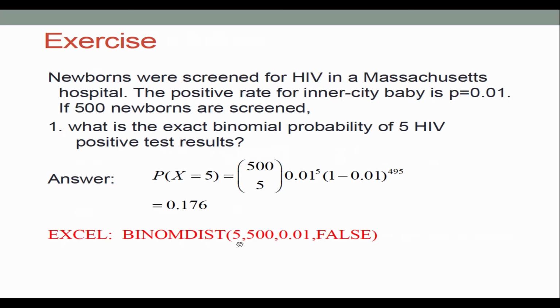The first element is the number of successes. Here X equals 5, so the first element should be 5. The second element is the number of total trials. The third element is the success probability. And the fourth element is either false or true, indicating whether you are calculating a cumulative distribution. Here, you are calculating exactly X equals 5, so the fourth element should be false.